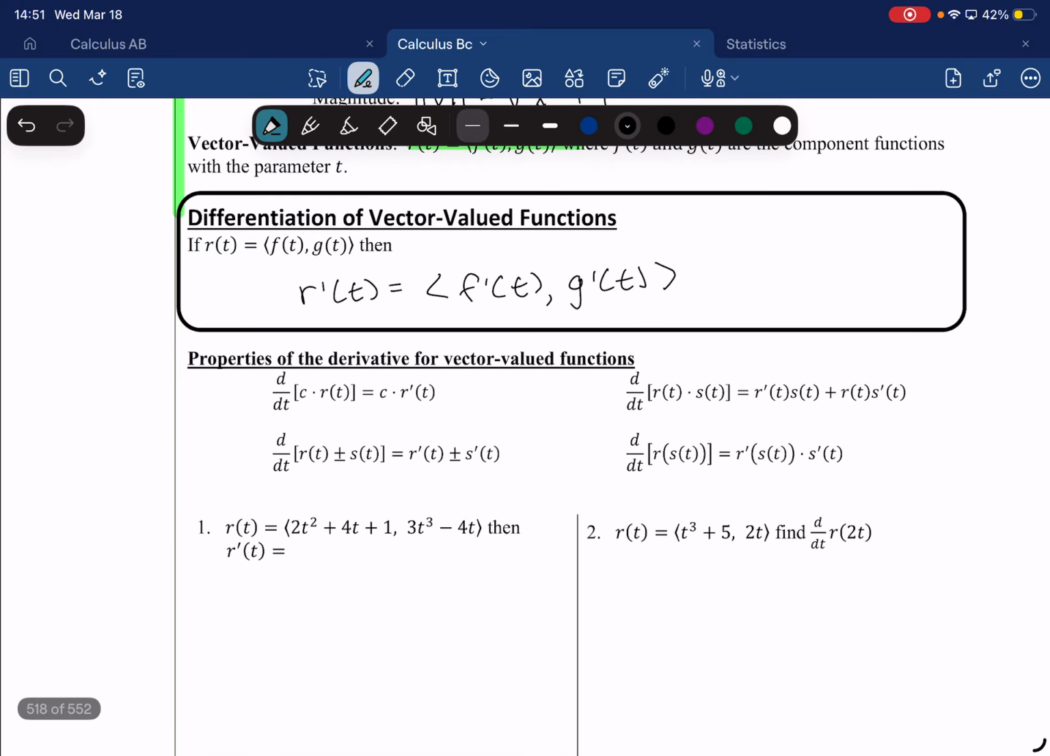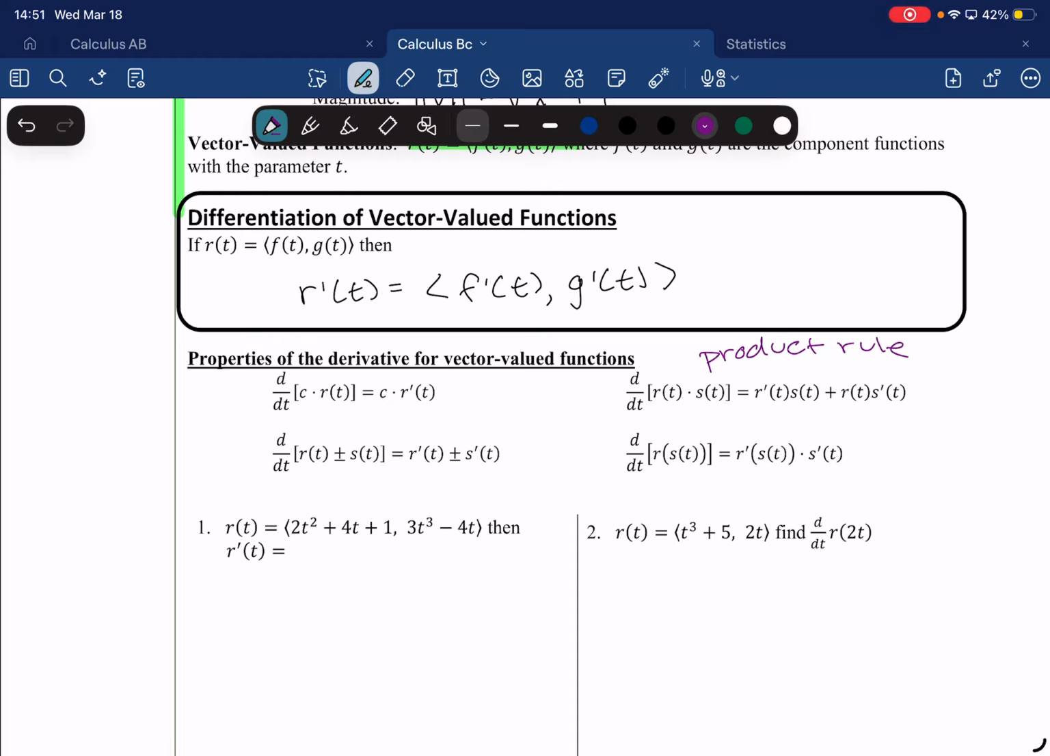Then it gives us some properties of derivatives for vector valued functions. All you need to know is that these are the exact same properties of derivatives that we learned a while back. The first one is talking about a constant. If we have some constant c times the function, that constant just comes out of the derivative. If we are adding or subtracting, we still just take the derivative individually. And then this one right here is two equations being multiplied, so this is the product rule.